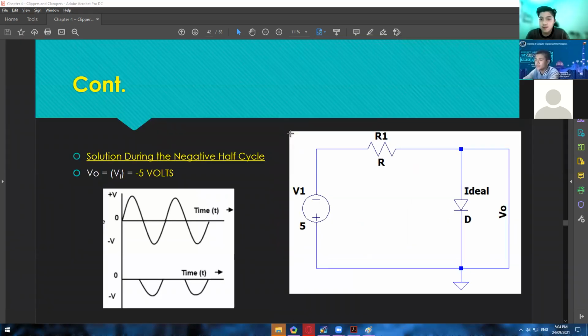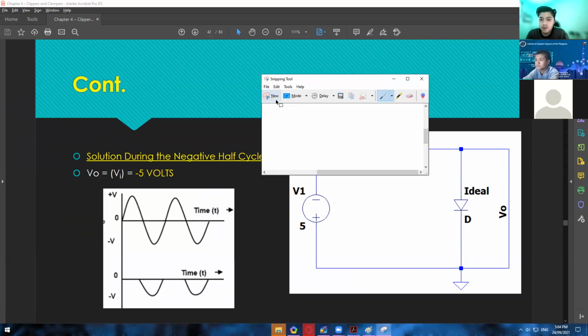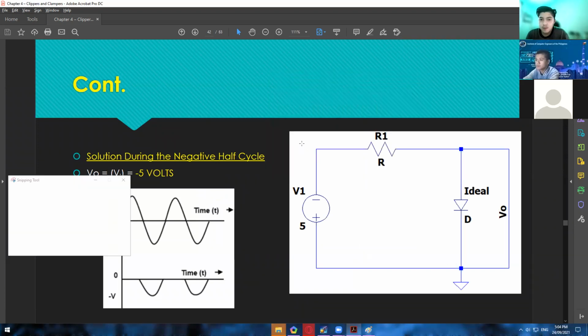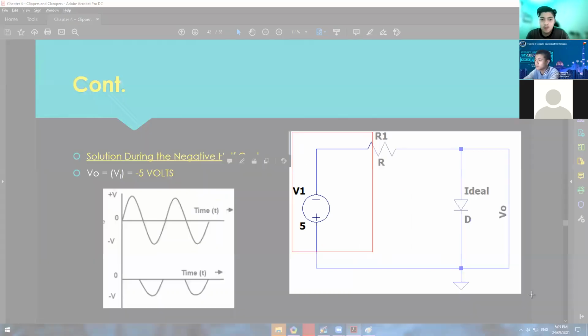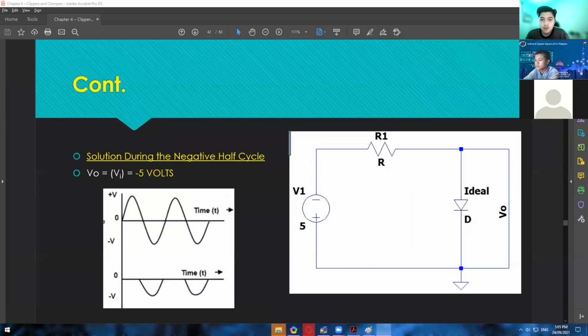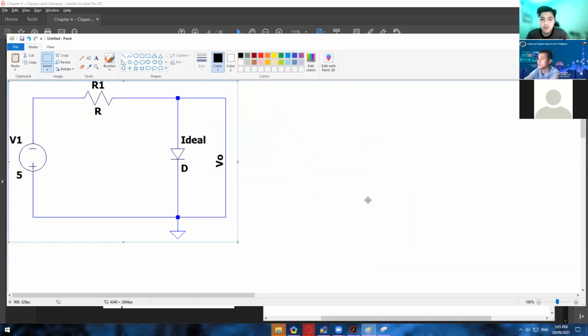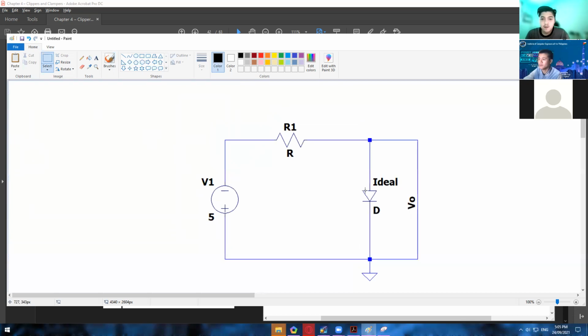And during the reverse bias, okay, so during the reverse bias, negative to positive and then positive to negative. So this one is a reverse bias. So as a result, this will become an open circuit, right?